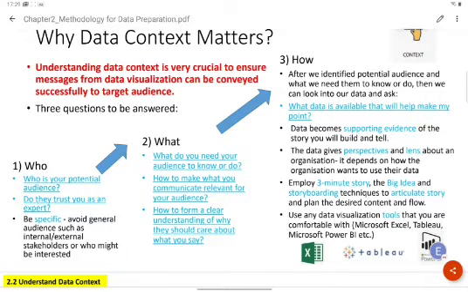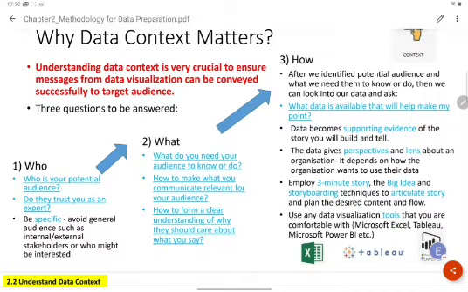After you find your potential audience, you have to go to what you need your audience to know or do. How do you make what you communicate relevant for your audience? How do you form a clear understanding of why they should care about what you say?